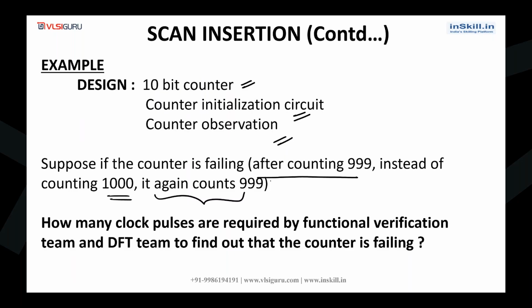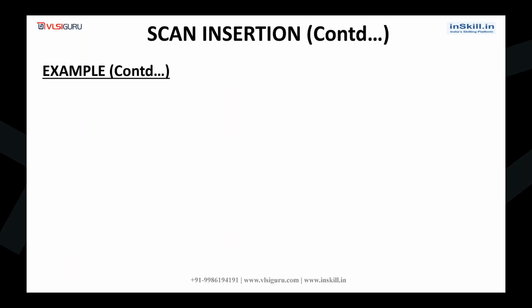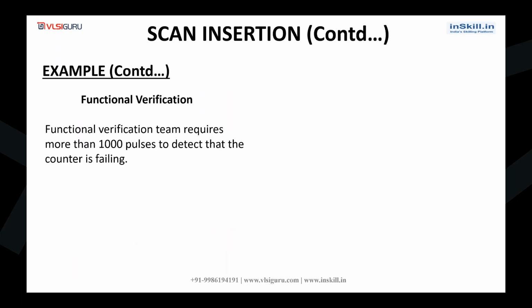So how many clock pulses are required by the functional verification team and the DFT team to find out that the counter is failing? As I explained in the previous slides, while discussing the difference between DFT and functional verification engineers, the functional verification team requires more than 1000 clock pulses to detect that the counter is failing.